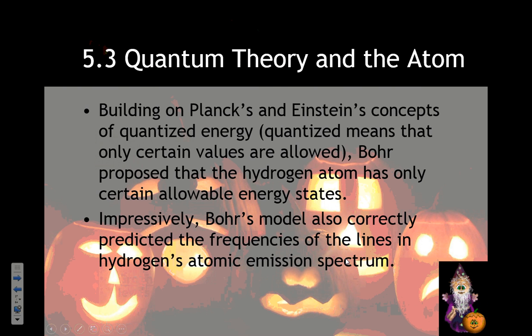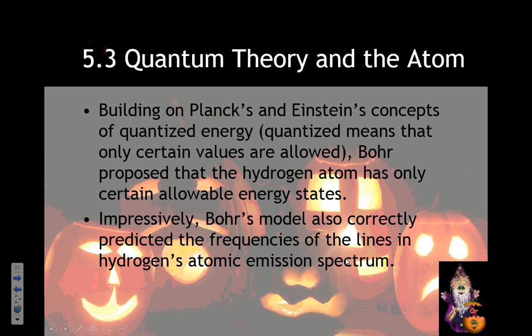Now, building on Planck's and Einstein's concept of quantized energy, which remember means that they can only be allowed at certain values, Bohr proposed that the hydrogen atom only had certain allowable energy levels or energy states. Now, impressively, Bohr's model also correctly predicted the frequencies of the lines that were above and below visible light that we couldn't see with the naked eye. But he could mathematically predict in the infrared and the ultraviolet parts of the spectrum the different frequencies and energies of light that would exist at those.